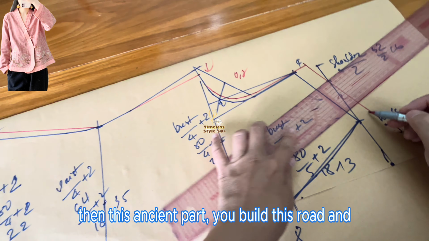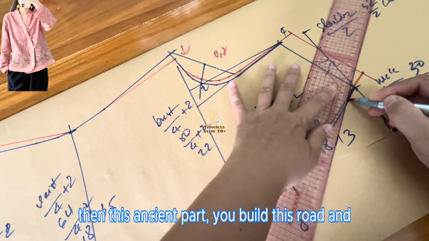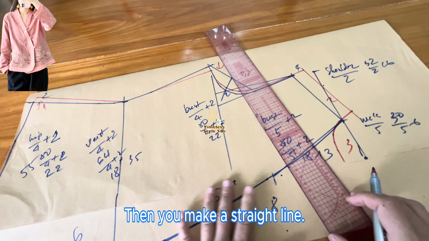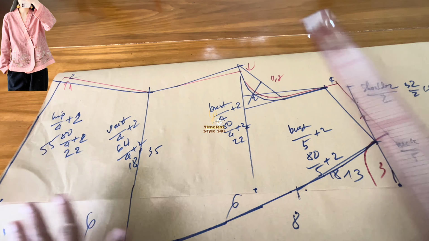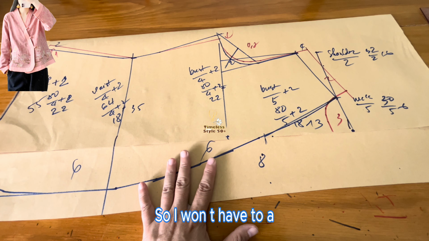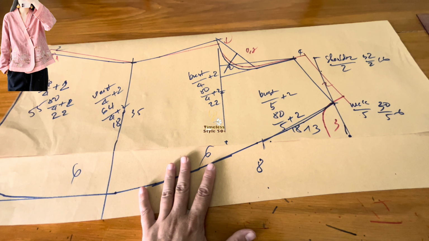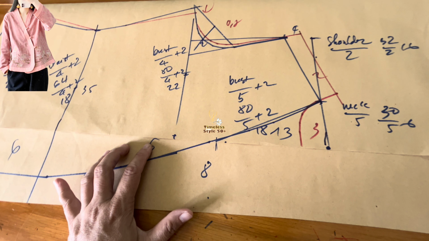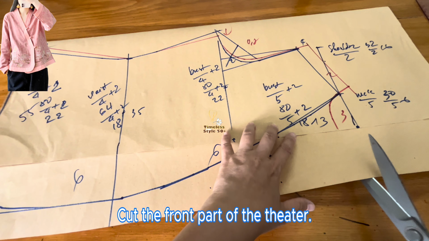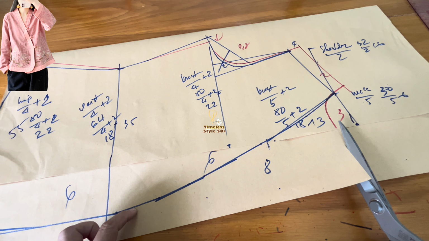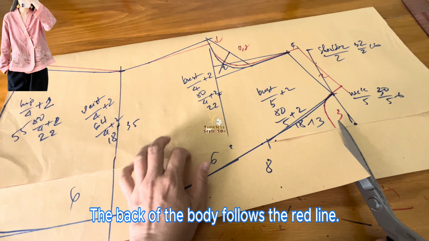Then this ancient part, you build this road and this is ba. Then you make a straight line. I wear this style with a wide body, so I want to have to. There is sugar Ben. And now I am. Cut the front part of the theater. The body first, it will follow the blue line. The back of the body follows the red line.